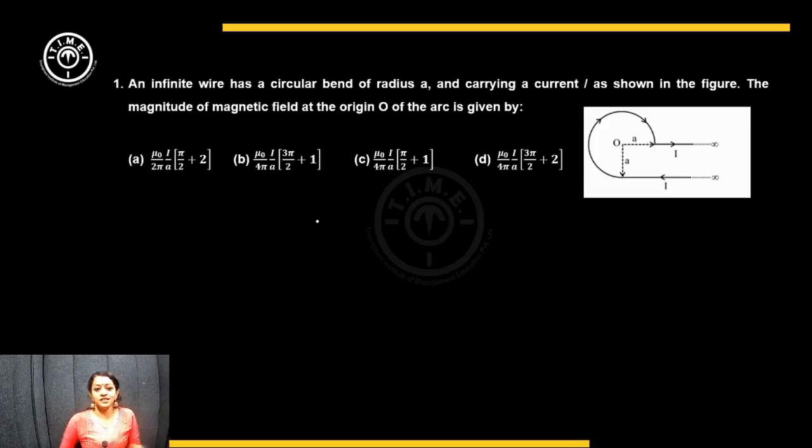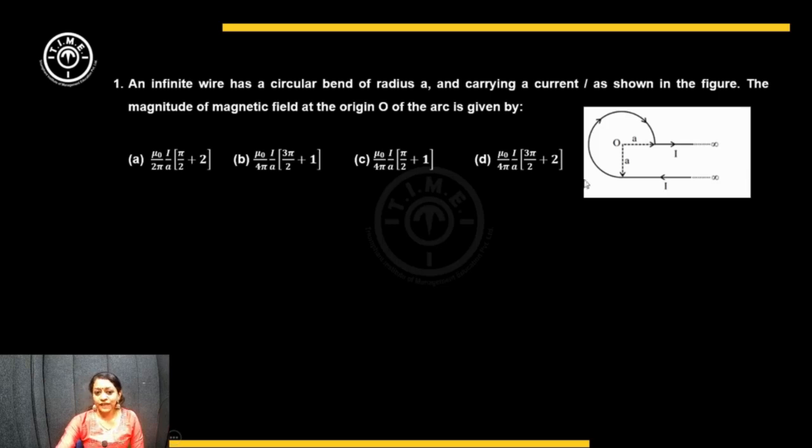Now let's discuss some questions from Biot-Savart Law. Let's see the first question. An infinite wire has a circular bend of radius A and carries a current I as shown in the figure. The magnitude of magnetic field at the origin O of the arc is given by. See this figure. In this figure, we can consider the conductor as three sections. Okay, see here you can see a straight section and then an arc, again a straight section, isn't it? So, we have to find the resultant magnetic field at point O due to all these current carrying sections.